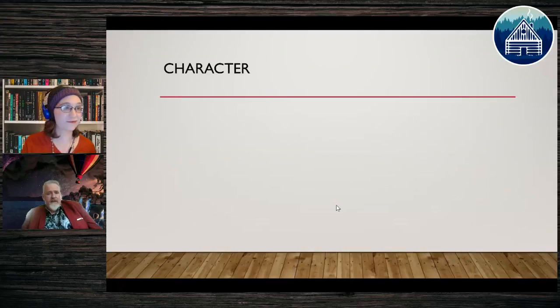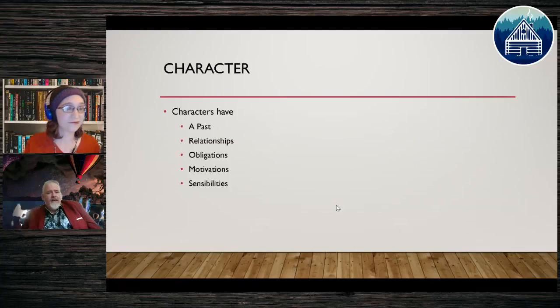All right, so now we're going to transition into character. Every character has this list of things. They all have a past. Everybody comes from somewhere. Even if you're a tiny little baby, there was a past of your family, a family history and things like that. So every character has a past. But then they also have relationships. They have ways they're connected to other people.